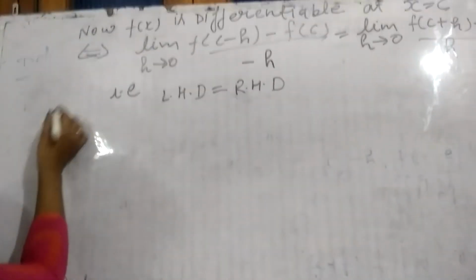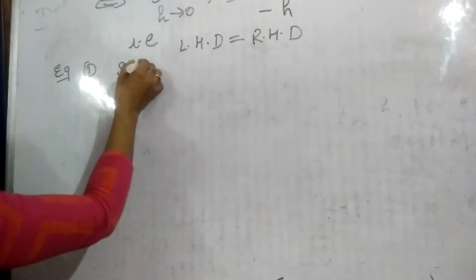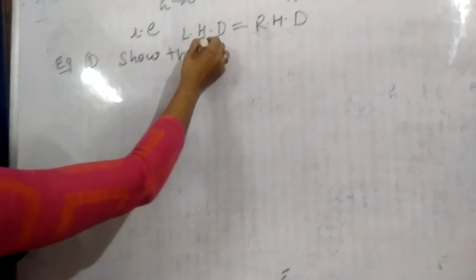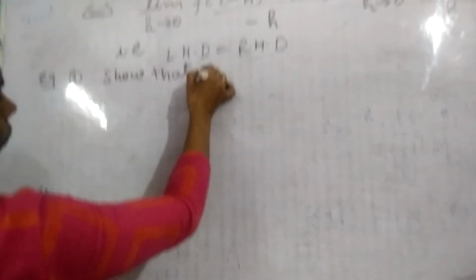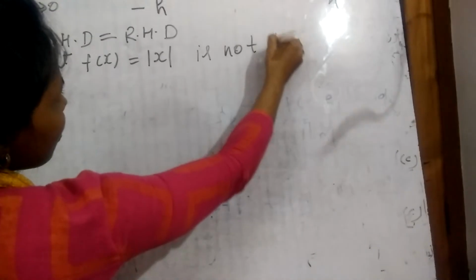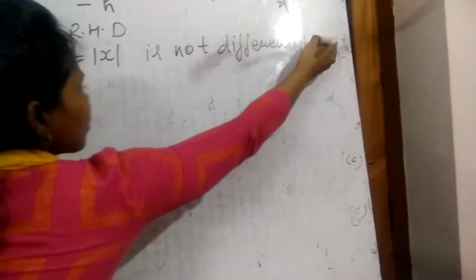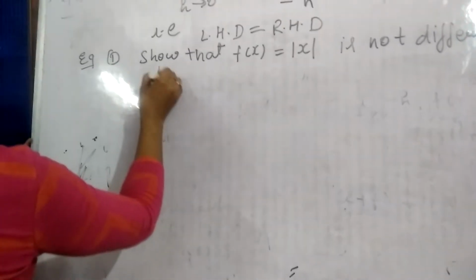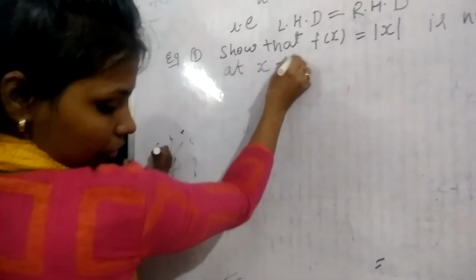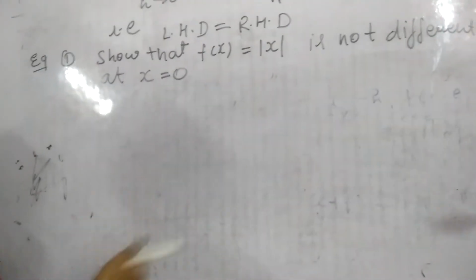We solve some examples. Example 1: Show that f(x) = |x| is not differentiable at x = 0. Solution.